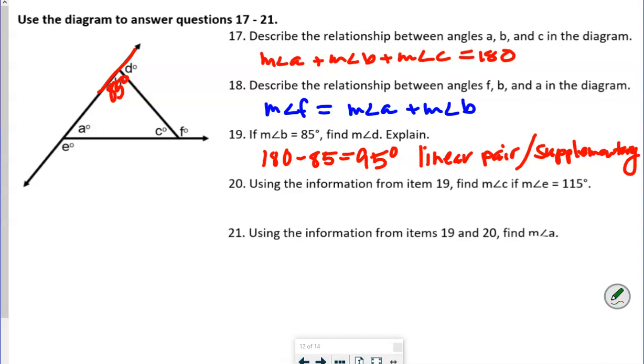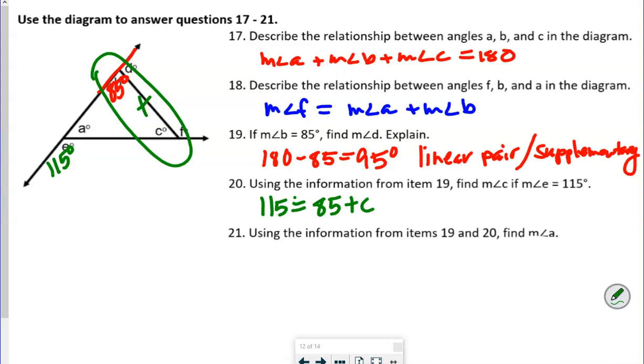All right, using the information from 19, find the measure of angle C if the measure of E is 115. So E is 115 out here, right? So now don't these two angles added together have to equal that exterior angle? So 115 is going to be equal to 85 plus C. So we're going to subtract 85 from both sides. So the measure of angle C is going to be equal to 30 degrees, right?